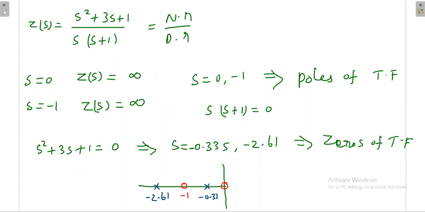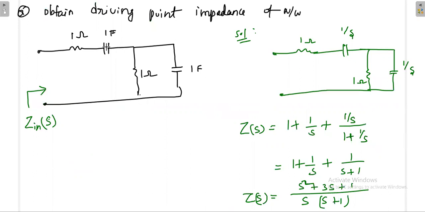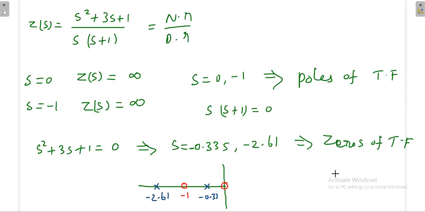Suppose that instead of a capacitor, the network consists of an inductor. You can replace the 1 Farad with a 1 Henry inductor. Then you calculate this Z of S. Then the pattern would be opposite. First poles will be there, next zeros, then poles, then zeros. It will be like that. So this is one simple observation.